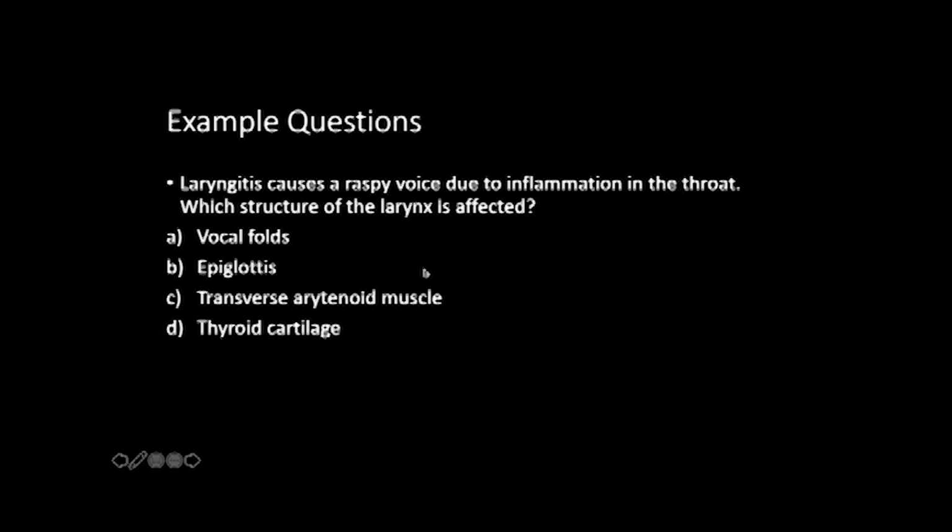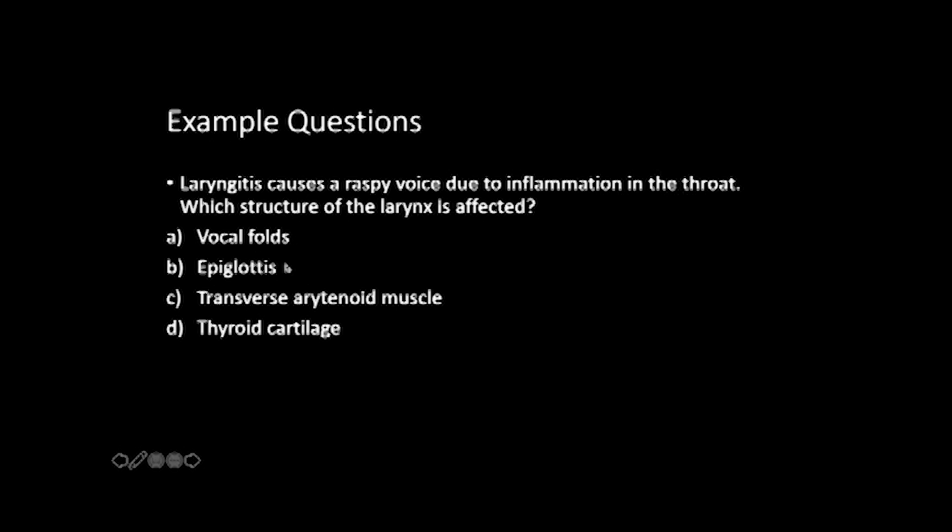Final question. Laryngitis causes a raspy voice due to inflammation in the throat. Which structure of the larynx is affected? So anything with itis means there's inflammation occurring. Laryngitis means the larynx is affected. When we talk about the larynx, we'd have to think about what is causing vocal sounds to be made. So that could be maybe some of the muscles, or is it inside near the trachea?